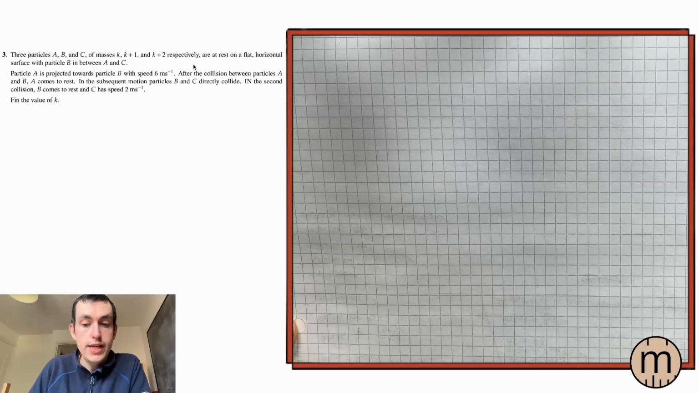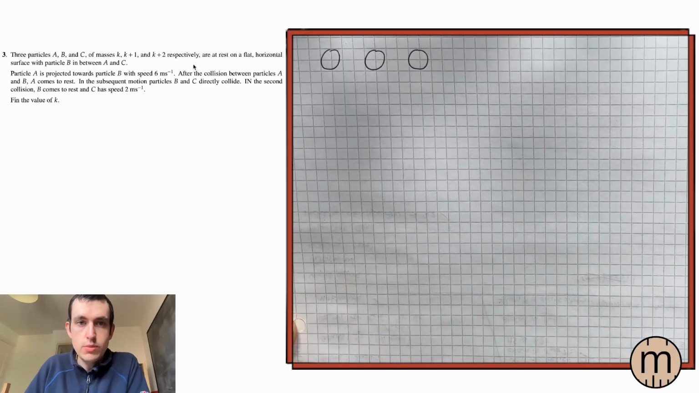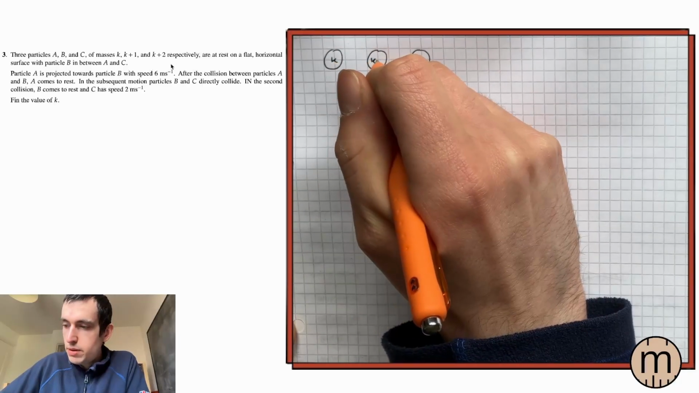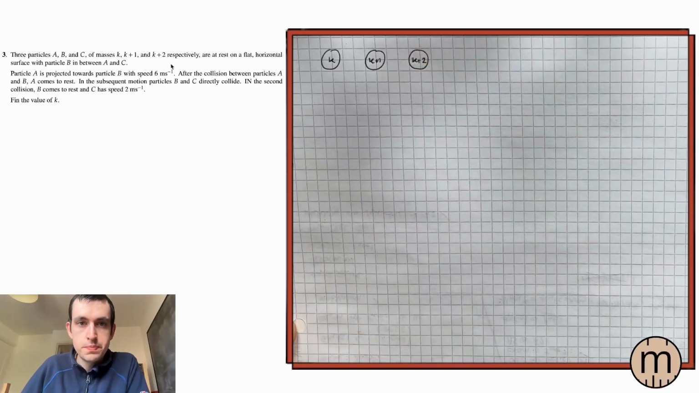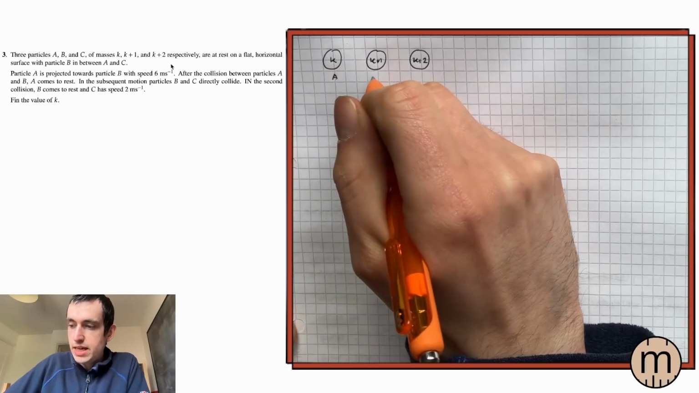In question 3, I've put 3 particles in there. We've got A and we've got B and we've got C. We draw that out. And their masses, we are told, are k, k plus 1 and k plus 2. So I'm going to put that in the middle of each of the circles. They're on a flat horizontal surface and B is between A and C, as you would expect.